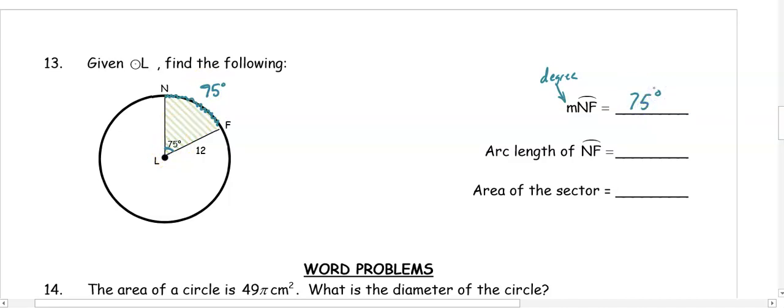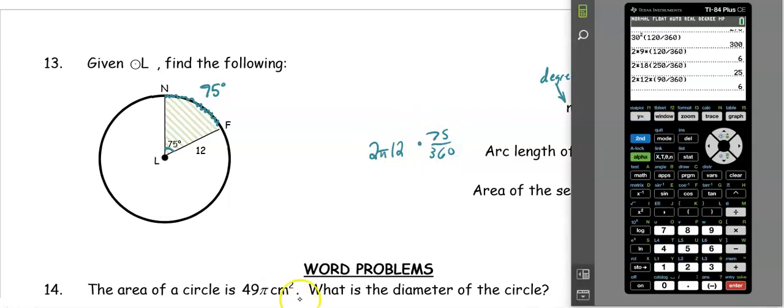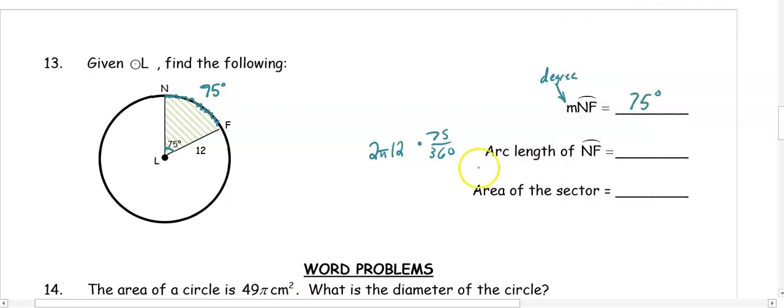To find your arc length, that's like the pizza crust. So it is 2 pi times your radius, which is 12, times 75 over 360. 2 times 12 times 75 divided by 360, and that gets us 5 pi. And we'll just write units because we don't have any.